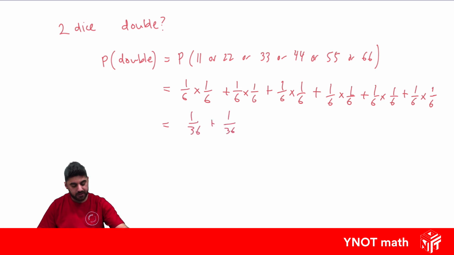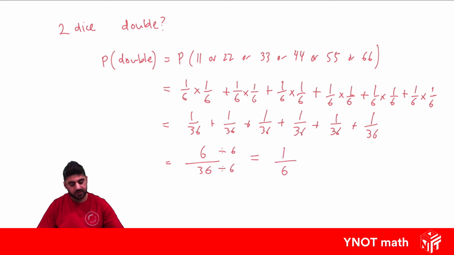They all need to be added together, and there's 6 of them. They all have the same denominator, which means we just keep that denominator the same and add the numerators. 1 plus 1 plus 1 plus 1 plus 1 plus 1 gives us 6. So we get 6 out of 36. That can be simplified by dividing both of these by 6. 6 divided by 6 is 1. 36 divided by 6 is 6. So the probability of getting a double when you roll two dice is 1 out of 6.